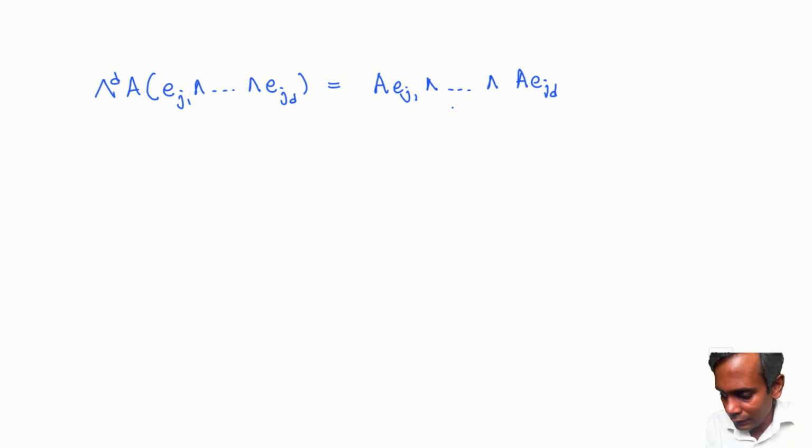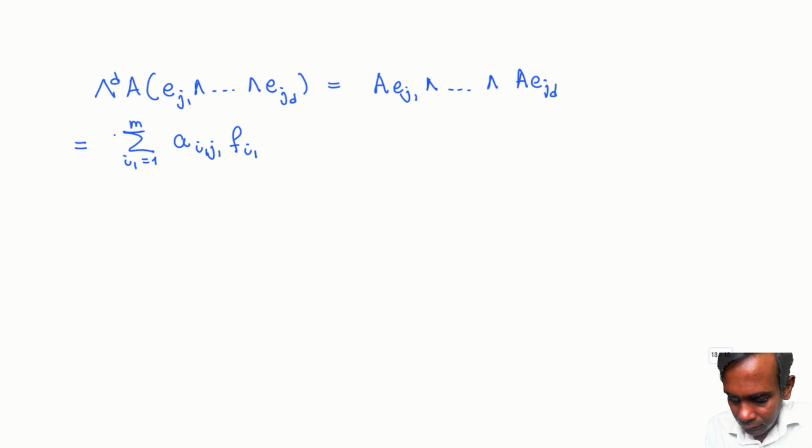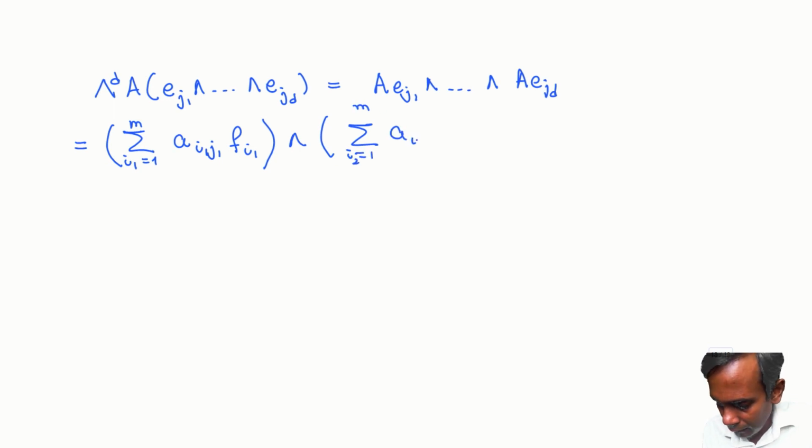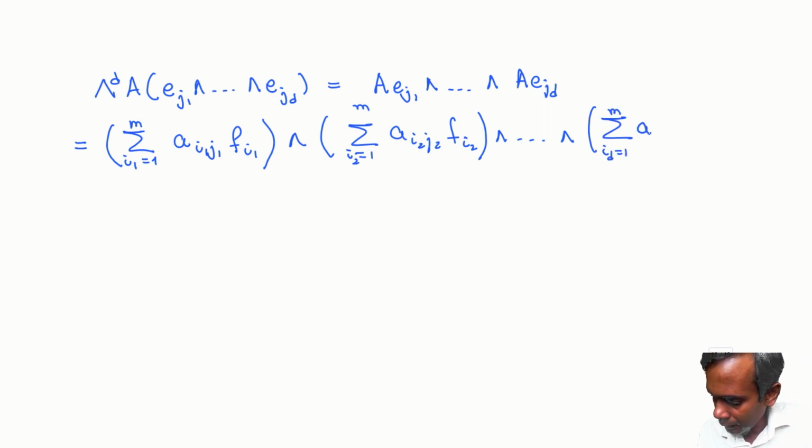Now let's expand all these things. The first thing is going to be the summation i_1 equals 1 to m of a_i1j1 f_i1, wedge the summation i_2 equals 1 to m of a_i2j2 f_i2, and so on up to the summation i_d equals 1 to m of a_idjd f_id.